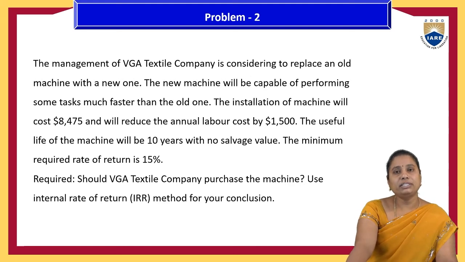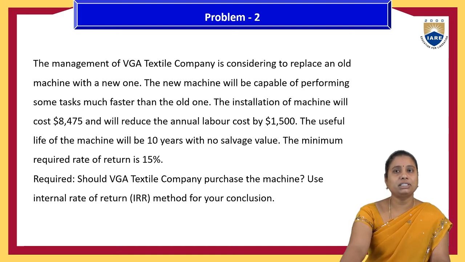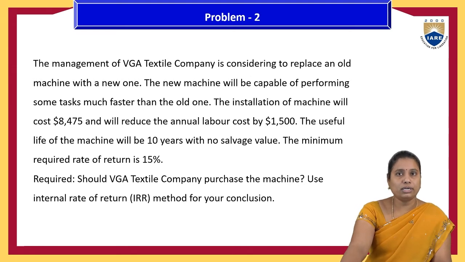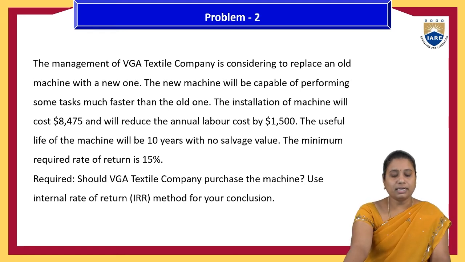The management of VGA Textile Company is considering replacing an old machinery with a new one. The new machinery will be capable of performing some tasks much faster than the older one. The installation of the machinery will cost 8,475 and will reduce the annual labor cost by 1,500. The useful life of the machinery will be 10 years, with no salvage value, and the minimum required rate of return is 15%. Should VGA Textile Company purchase the machinery? We have to calculate this problem using the IRR method.